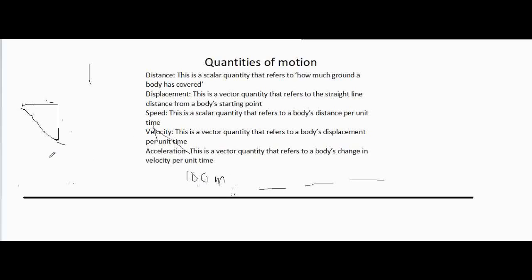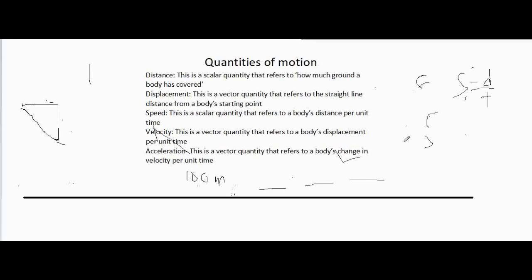Now, speed is a scalar quantity that refers to a body's distance per unit time. So speed is equal to distance over time. And you must remember that when you're using speed, it must be distance. Now velocity is just the vector version of speed, and so velocity is equal to displacement over time. If you're using speed, you must use distance. If you're using velocity, you must use displacement.